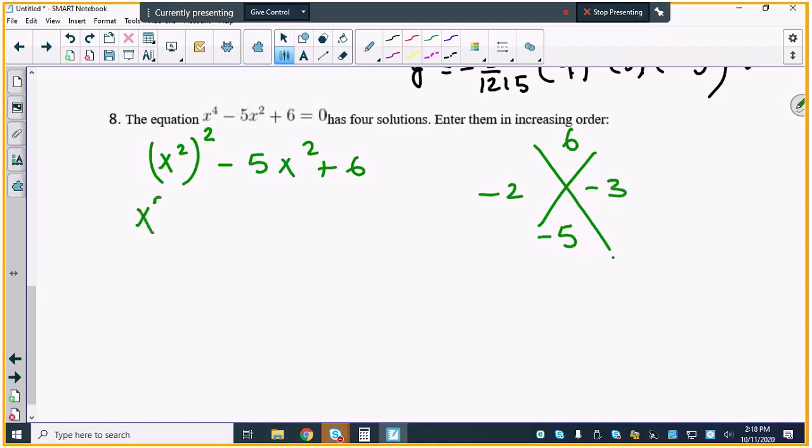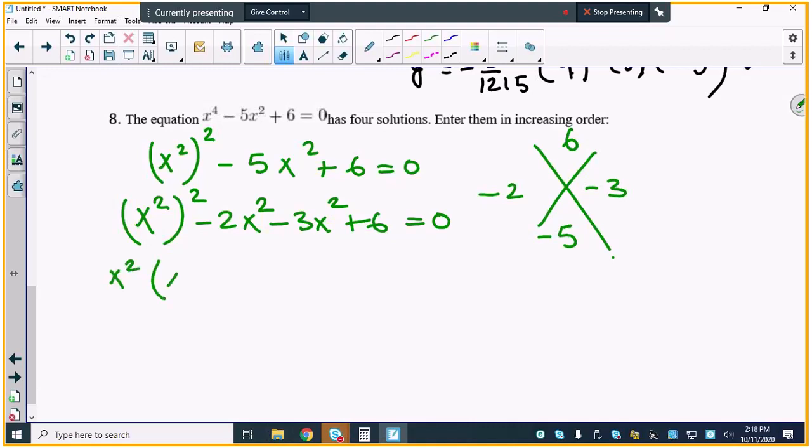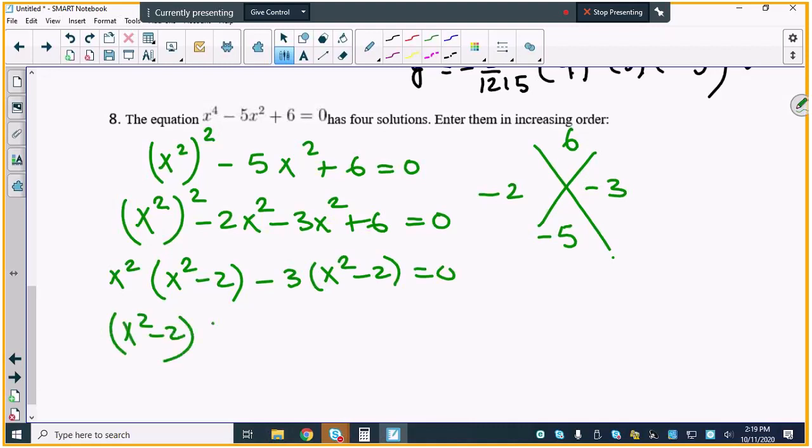So write it as x to the 4 minus 2x squared minus 3x squared plus 6 and start factoring by grouping. So the equation is equal to 0. The first two terms you can factor out x squared, get x squared minus 2. From the second pair of terms you can factor out negative 3, still get x squared minus 2. So now I can factor out the group of terms x squared minus 2 and I will get x squared minus 3 as the other factor.